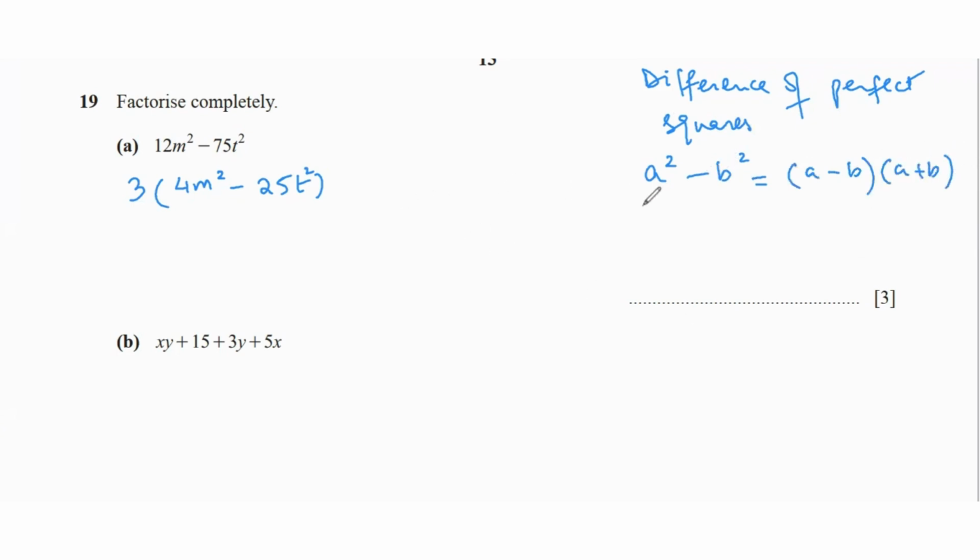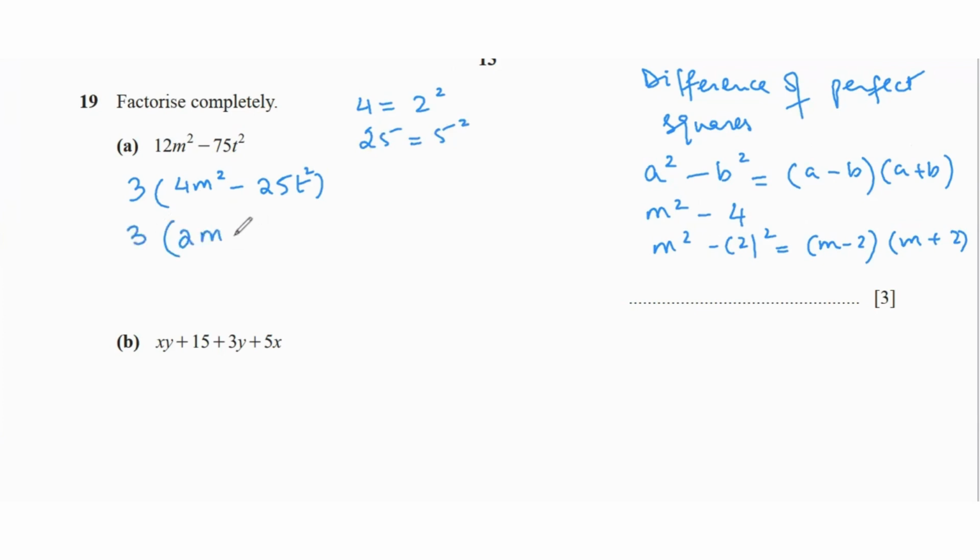Let's say we had m squared minus 4. 4 is also a square number, which is 2 squared. So we can rewrite that as m minus 2 times m plus 2. So in our question, 4 is 2 squared and 25 is 5 squared. So that's going to be 3 times 2m minus 5t and 2m plus 5t. That's your final answer for this factorization.